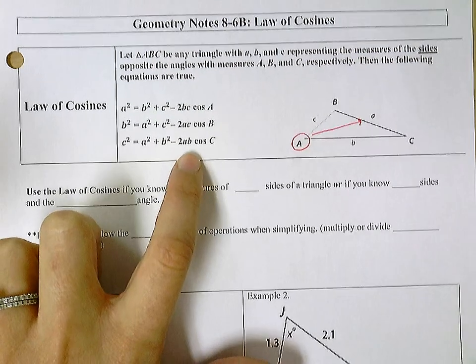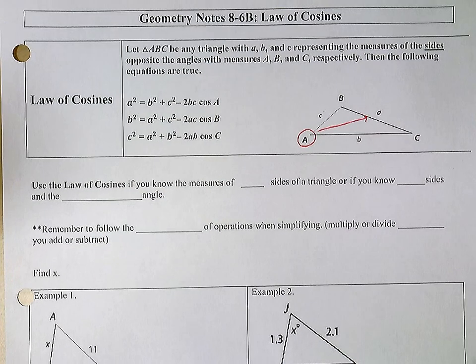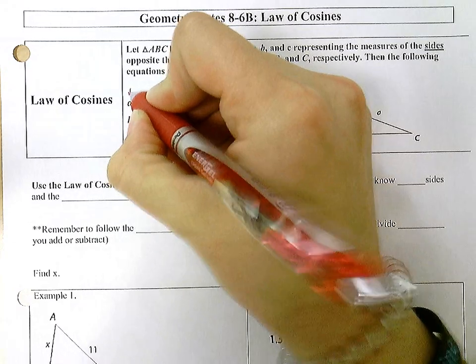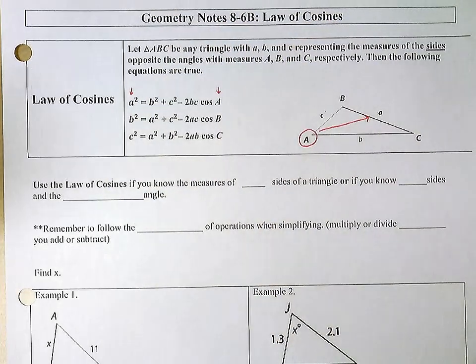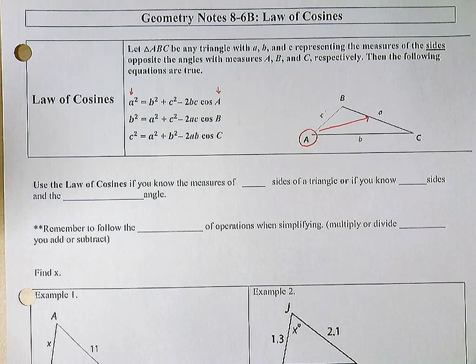Same thing with C as well. The formula for each of these, again, is the same. The only thing that's different is your opposite side and your angle. You have to choose the correct angle, and then its opposite side has to go on the left-hand side of that equal sign. That's the only thing that's different about each of these.